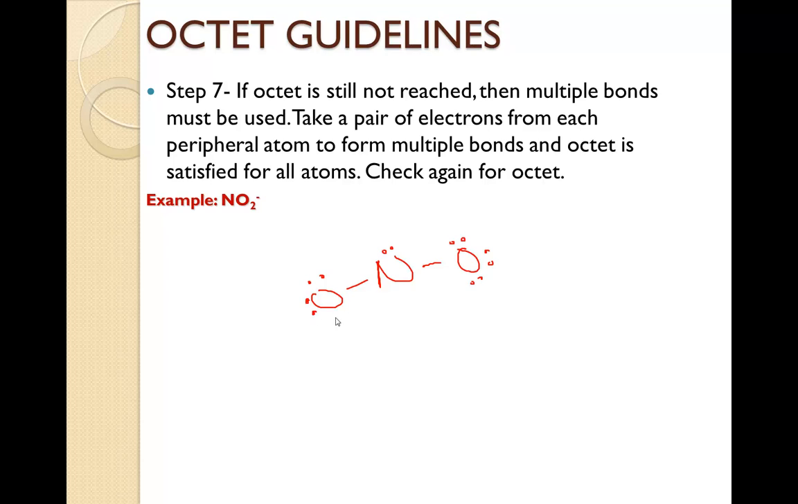If octet is still not reached, then multiple bonds must be used. Take a pair of electrons from each peripheral atom to form multiple bonds, and octet is satisfied for all atoms. Check again for the octet. So we have 2, 4, 6. We need 1 more set. So we're going to take away these and we're going to share them. Alright, so there is our base structure. 2, 4, 6, 8. 2, 4, 6, 8. 2, 4, 6, 8.